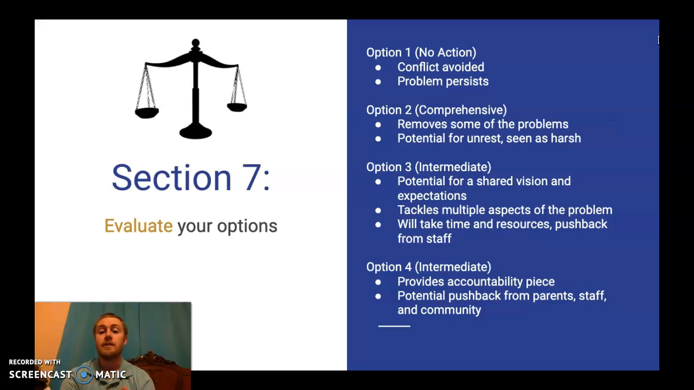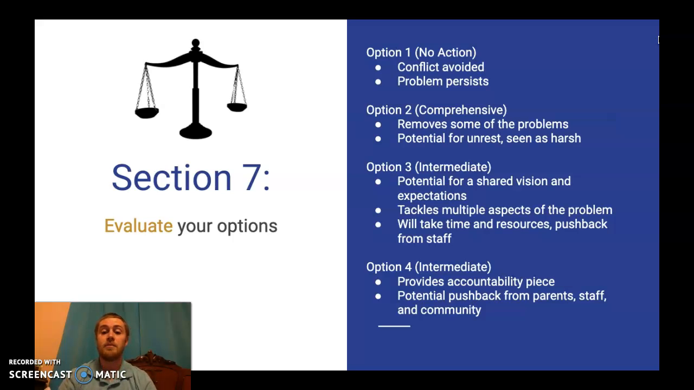Again, there's potential for a shared vision and expectation, so there's the potential to get everyone on board with the importance of attendance, and it's going to tackle multiple aspects of the problem, not just specific areas. But on the con side, it's going to take some time and resources, and there might be pushback from the staff because they're set in their ways. They've been doing this, they don't apparently see a problem with it, so there might be some pushback if we try to rock the boat.